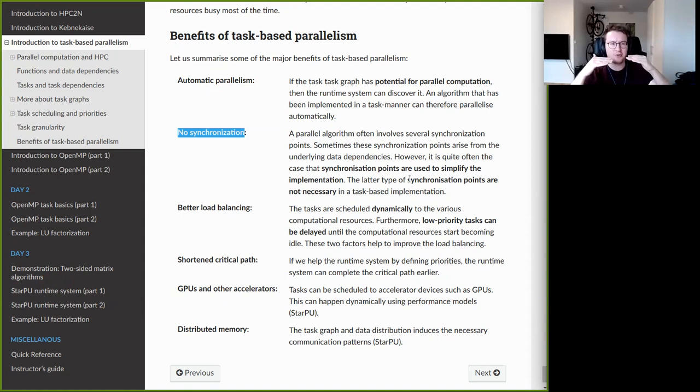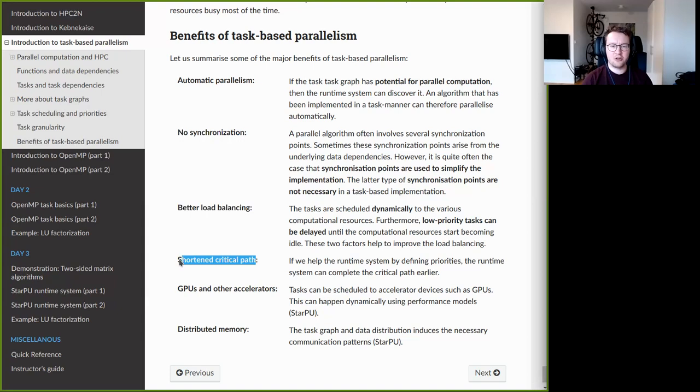And it's the second type of synchronization points, the ones you add for implementation reasons, that you can remove when you move to task-based parallelism. The runtime system schedules the tasks in a manner that respects the data dependencies, the task dependencies, and guarantees that all the operations that came before have been executed before the new operation can start. Then we have better load balancing, because the runtime system can dynamically react to changes in load; you don't have to do it yourself.